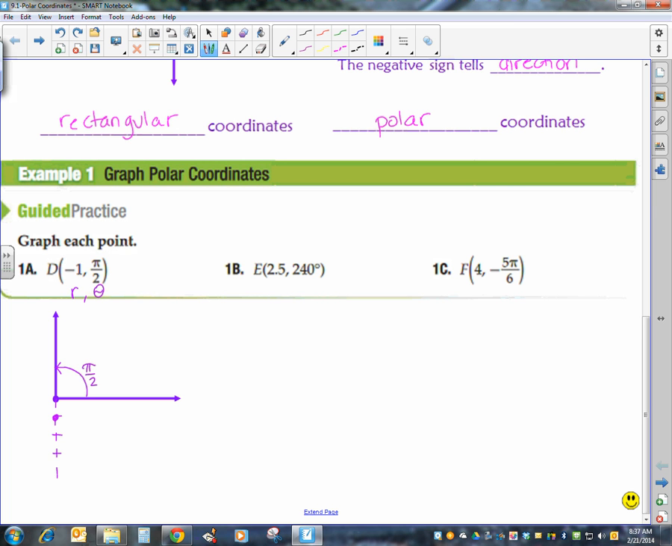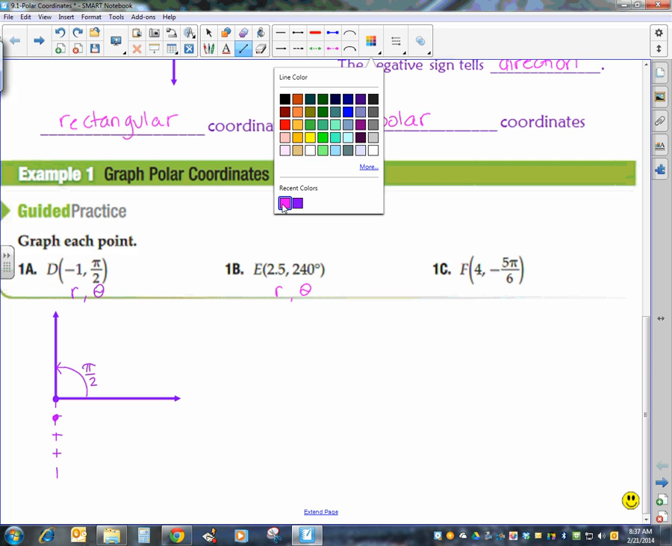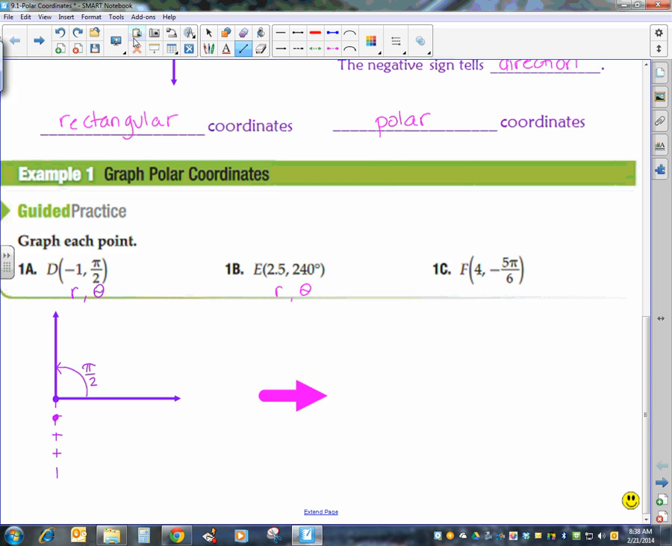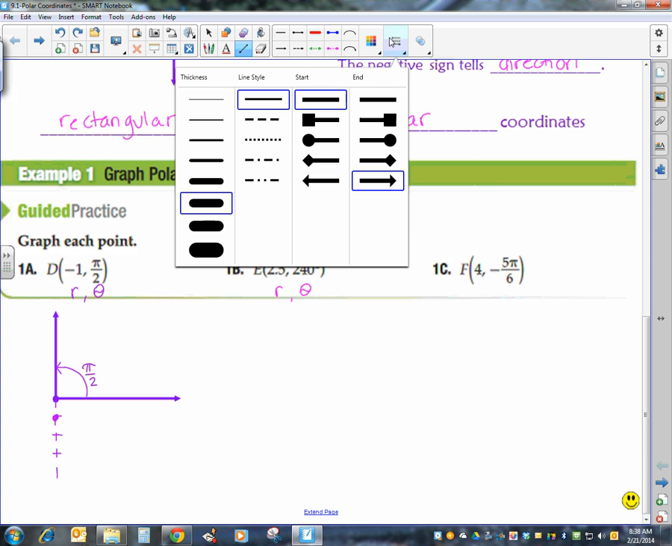Okay, let's go do B, which is 2.5, 240. Again, this is R and this is theta. So I'm going to graph 240. Again, starting with your pole. Oh, that's a little too fat. Let's change that one. Let's go back to here.